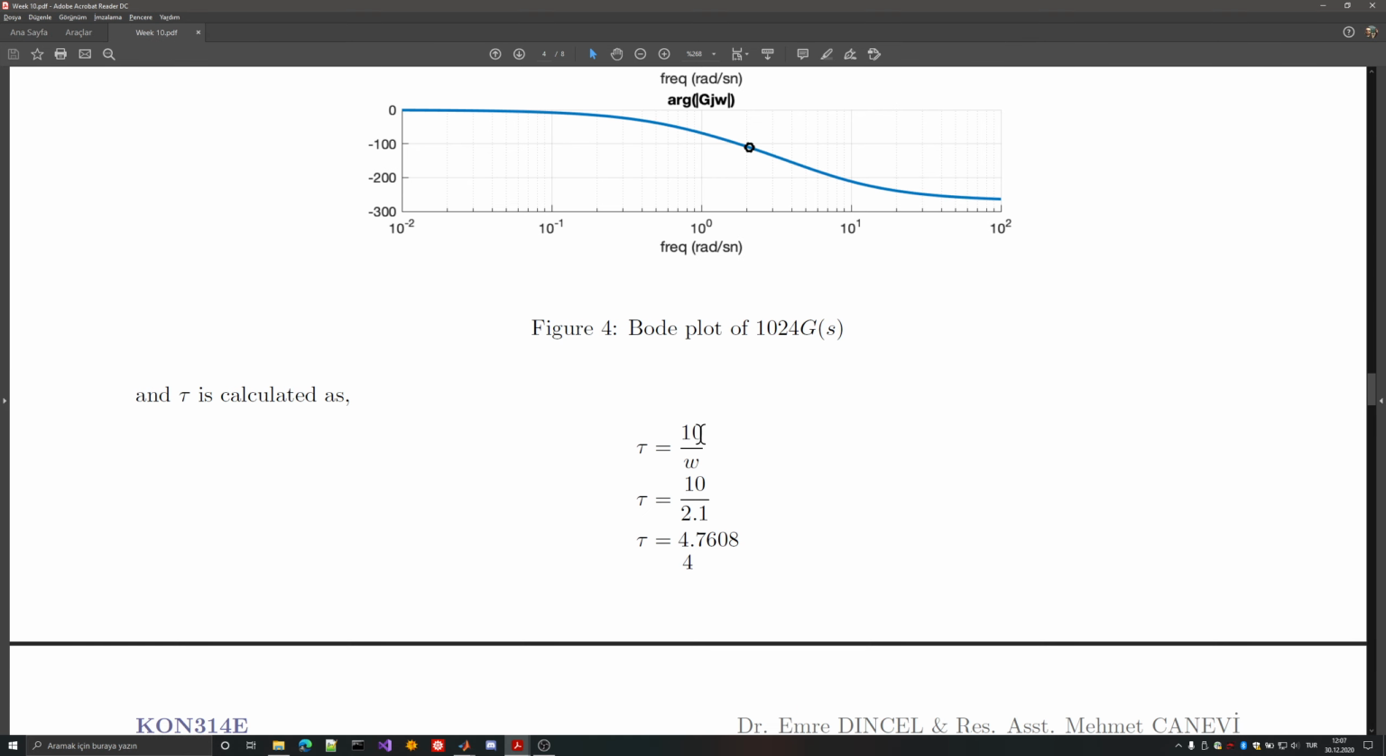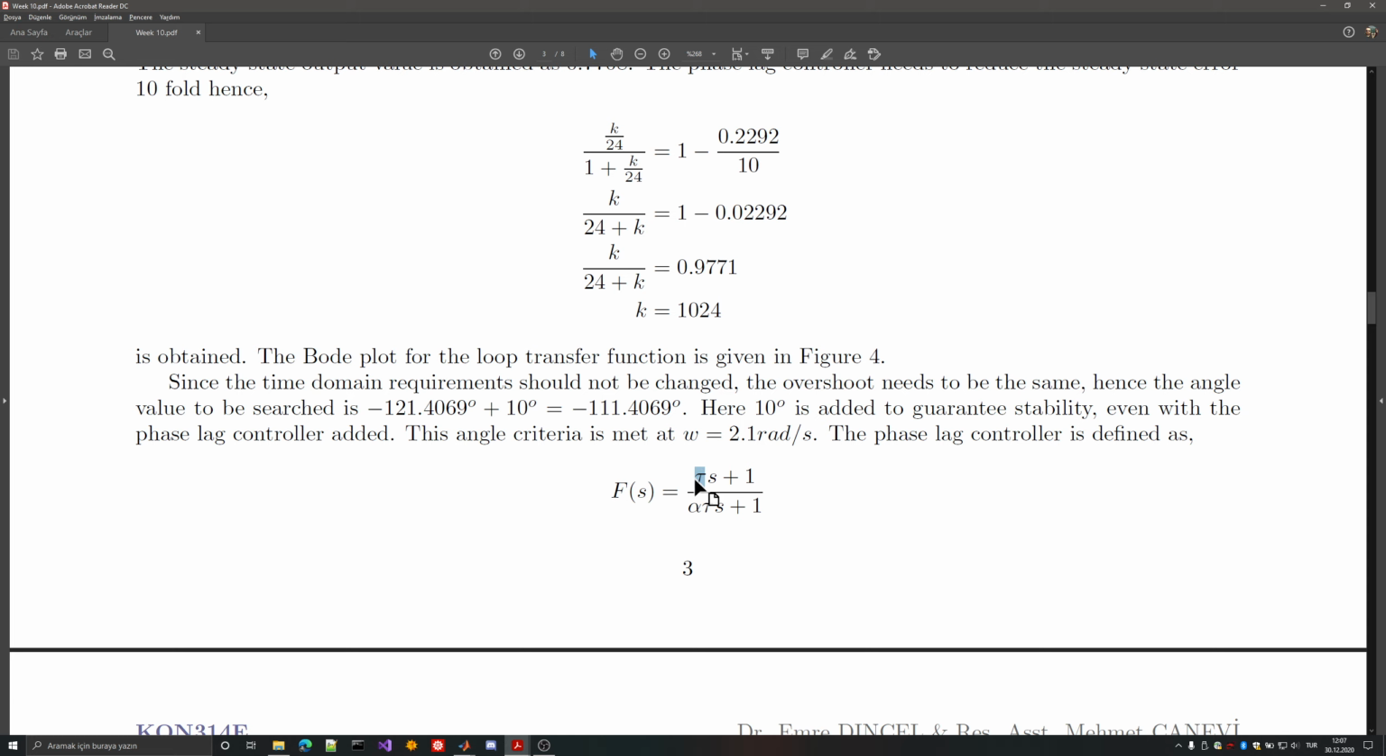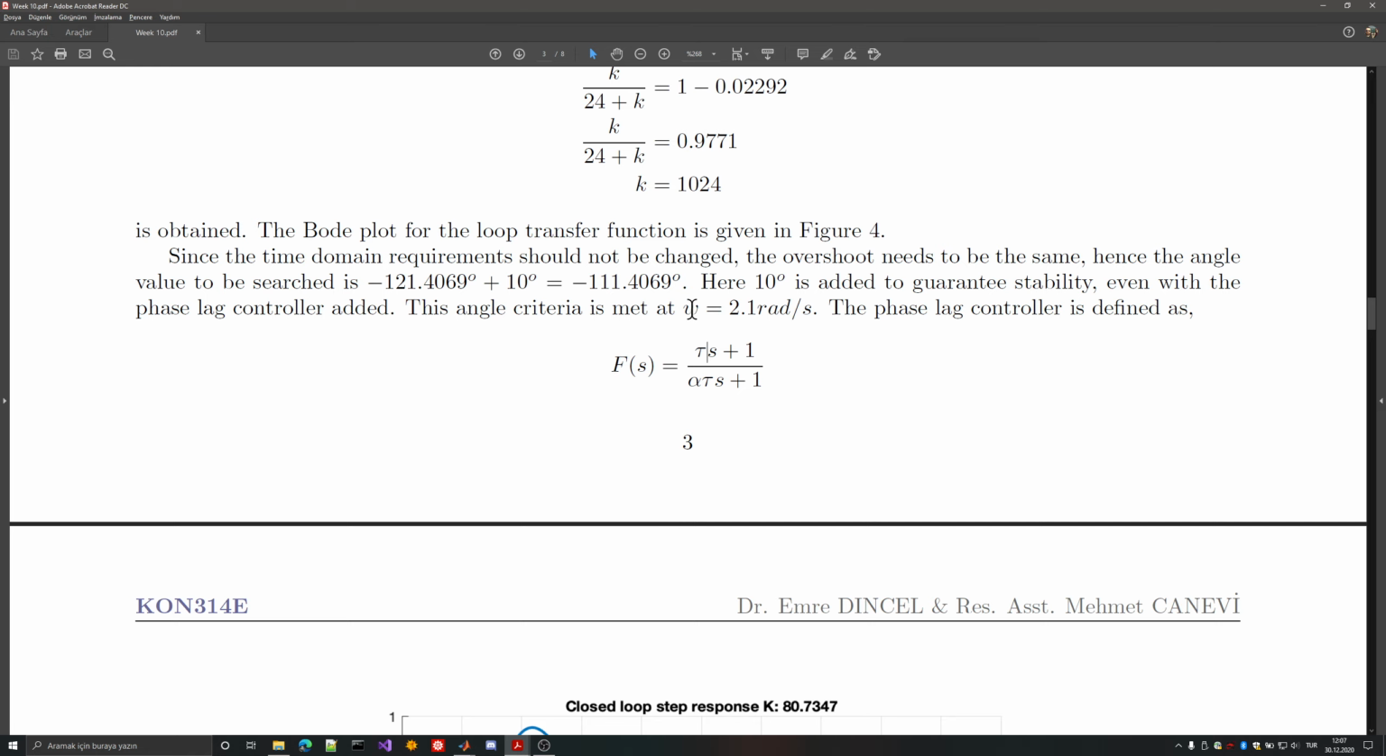I will divide 10 by that frequency value, which will give me tau, which is a parameter of the controller. I'm not sure why this is so, but the algorithm tells me to do this, so I'm just following the algorithm step by step. Basically it says that 10 divided by omega gives you tau. I can understand why, because I'm looking for omega times tau at most 10, so it gives me the highest possible value of tau.